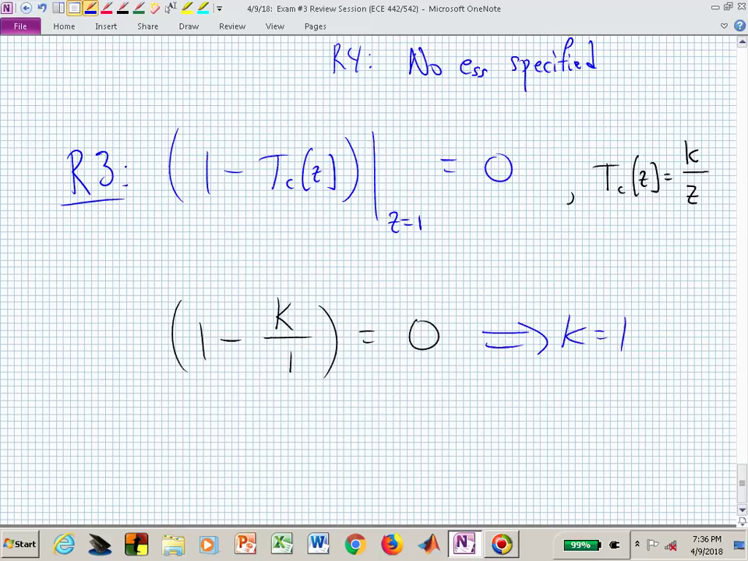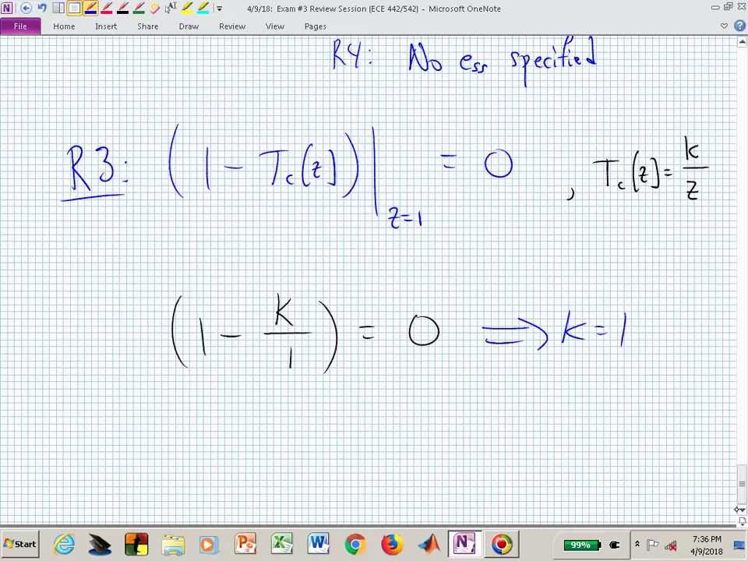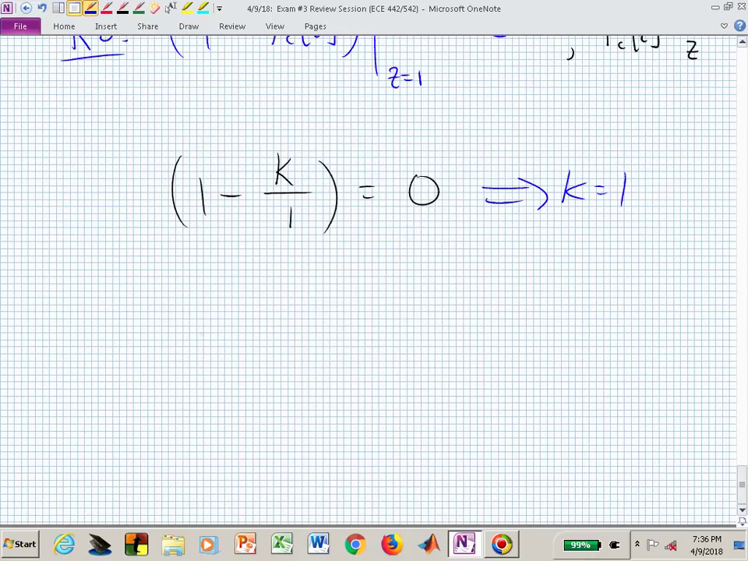K equal to 1 will satisfy that. So now we have T sub c of z is 1 over z.